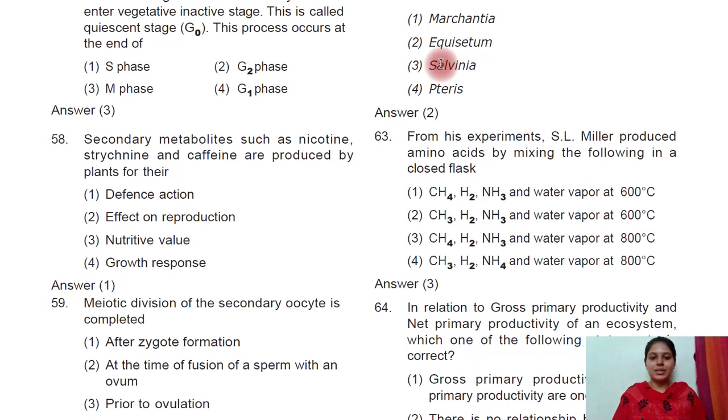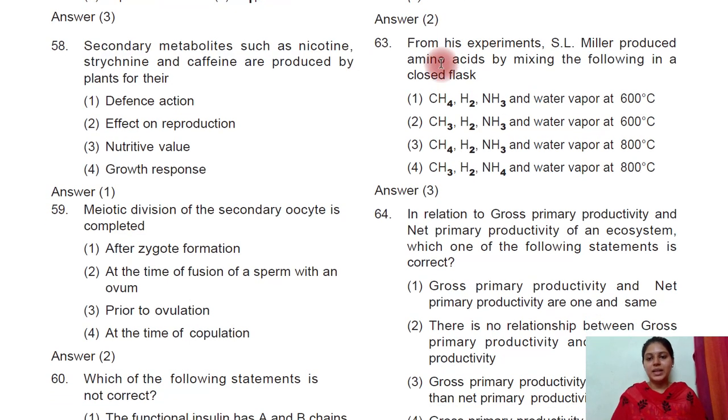Next, from the Urey Miller experiment, they produced amino acids by mixing the following: methane, hydrogen and ammonia with water vapor at 800 degrees Celsius. They had to prove that living forms actually evolved from inorganic components, right? So only to prove that he had this Urey Miller experiment. So option 3 is the correct one.